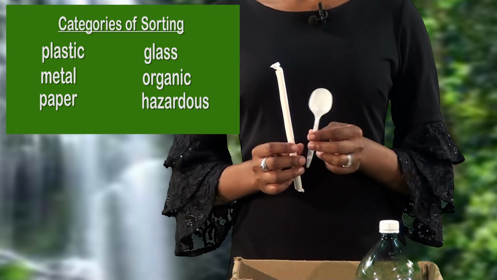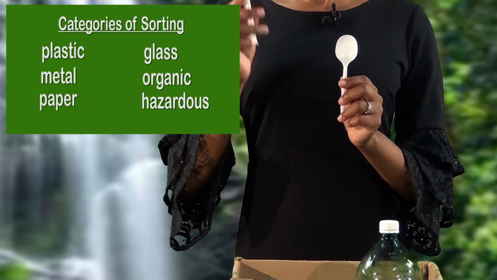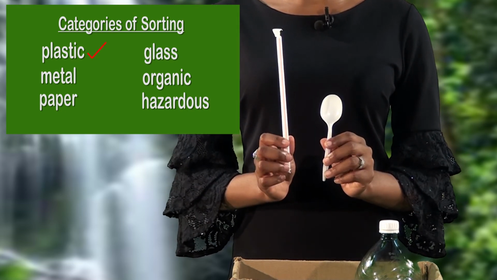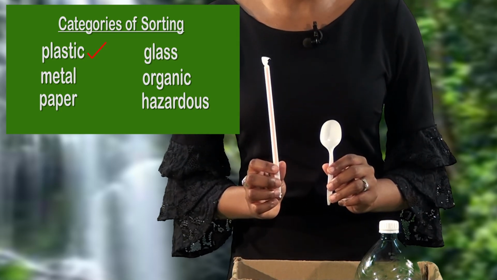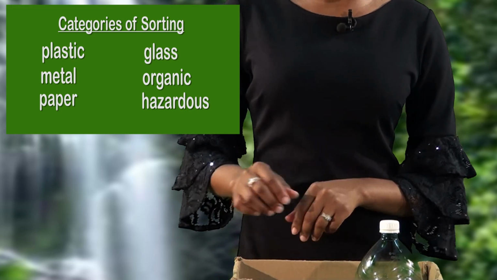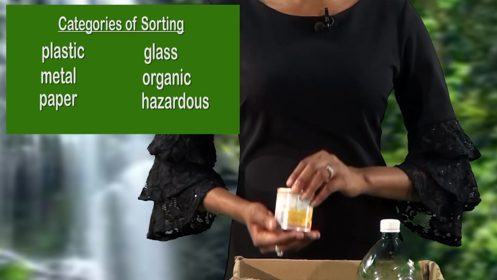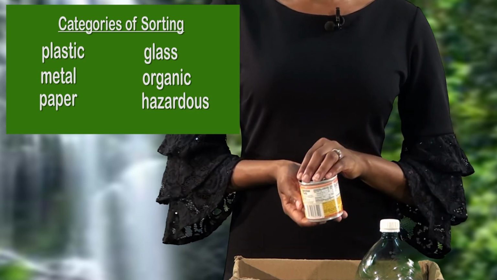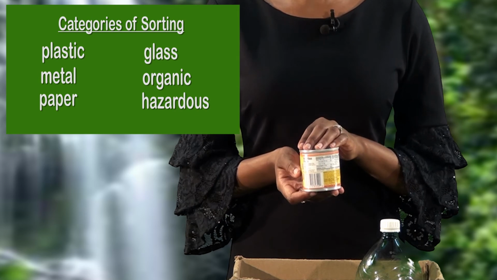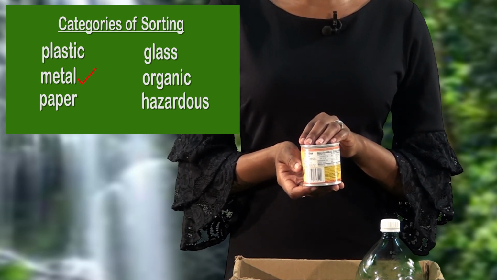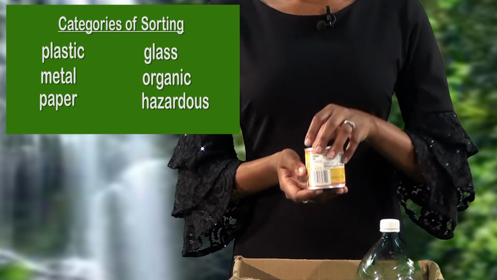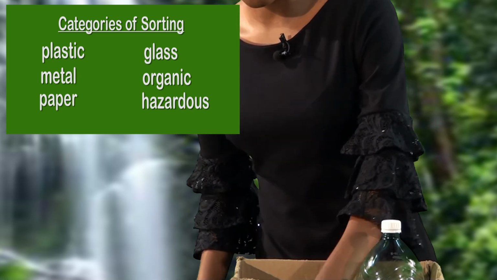Now we have a plastic spoon and a straw. Which category would you put these items? Did someone say plastic? You are correct. Down into our waste material bin. Now we have our final item. Which category would you put this sausage in? Did someone say metal? You got that right. Now we're going to put it in our waste material bin.